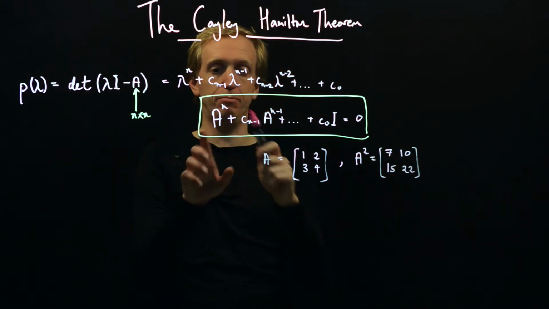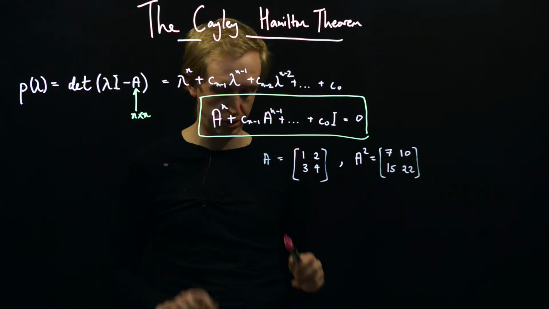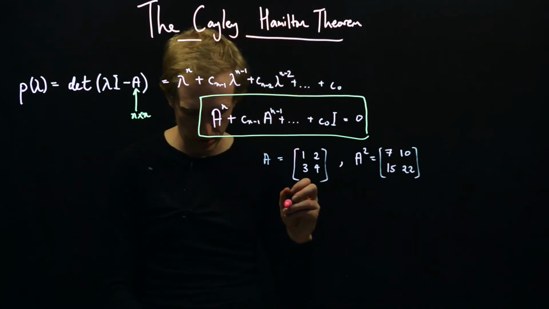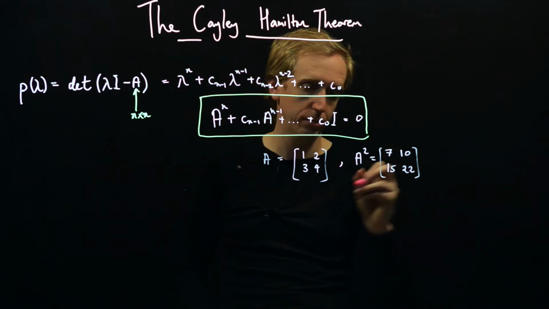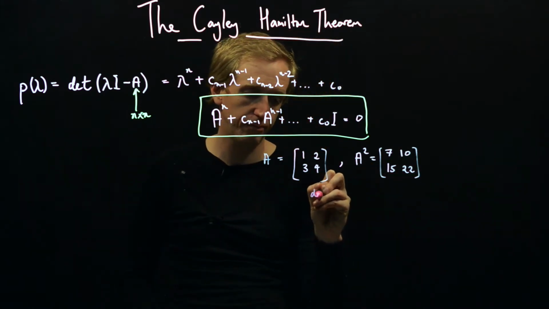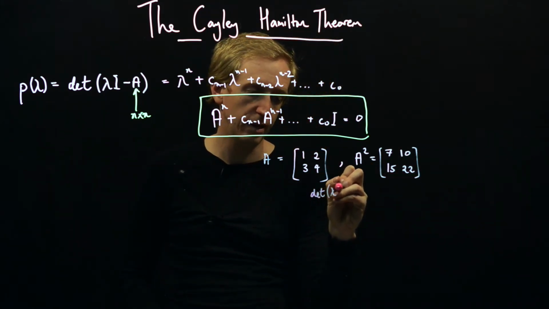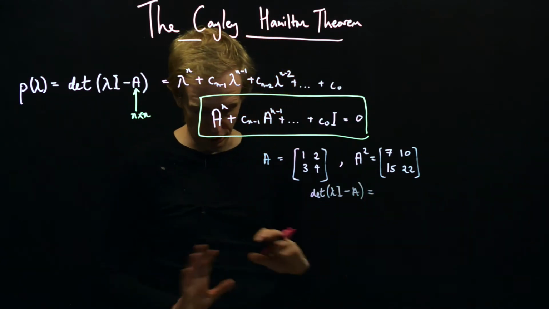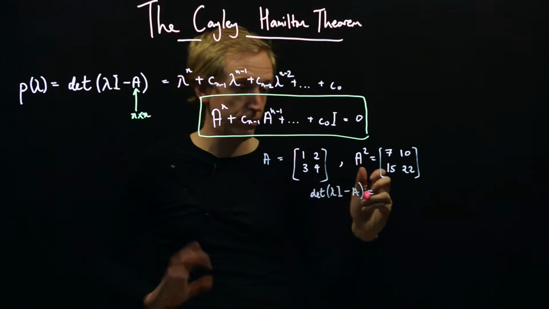So we've got various bits. The last thing we need to know is the characteristic polynomial for the matrix. So let's just write that out as well. So the determinant of lambda I minus A, and again, you can easily go away and check this for yourself.